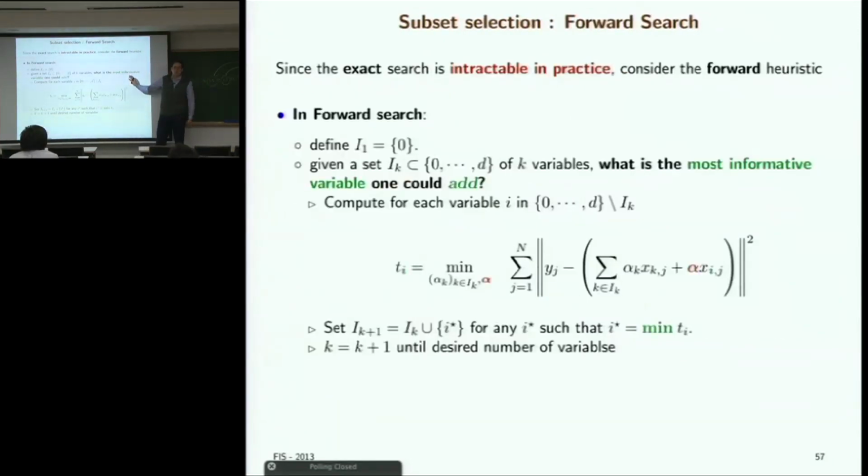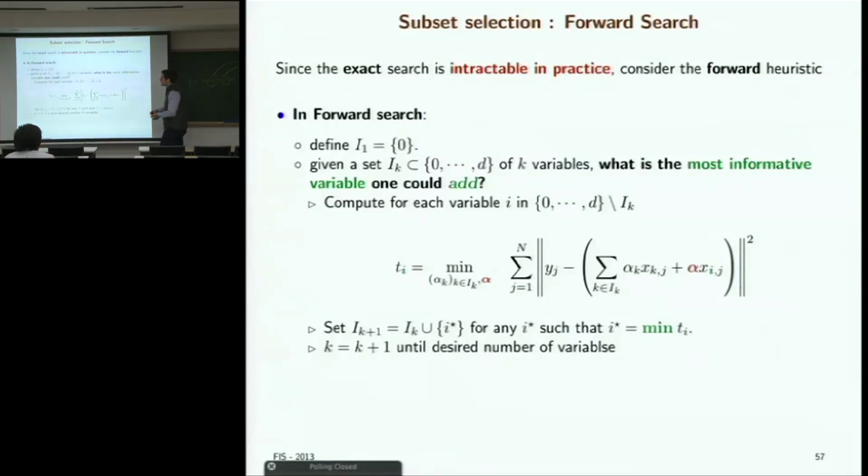So here is the intuition. It's a very simple idea. Suppose you start with variable number 0. Variable number 0 is just a constant, okay? So basically you're saying, I'm going to predict y by a constant. Usually you select the mean of the y's as that constant. But now you have a choice of 100 variables. So if you want to find 5 good variables, well, you say, okay, I'm going to add 1.